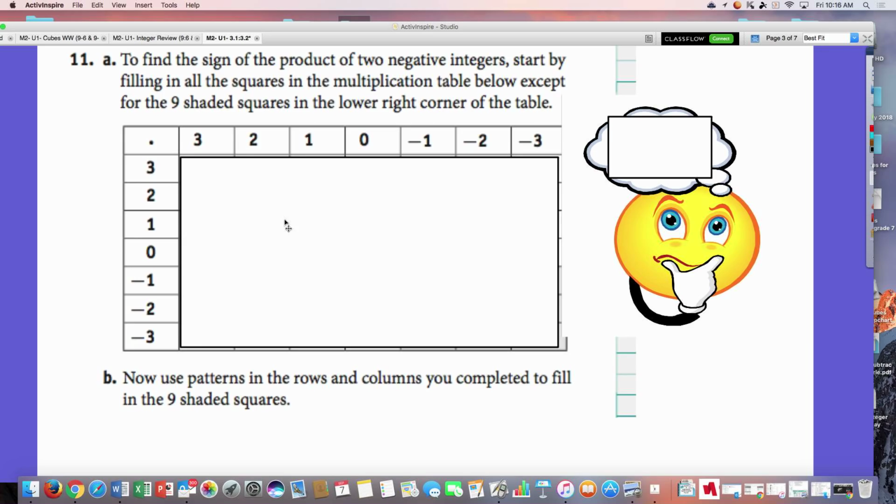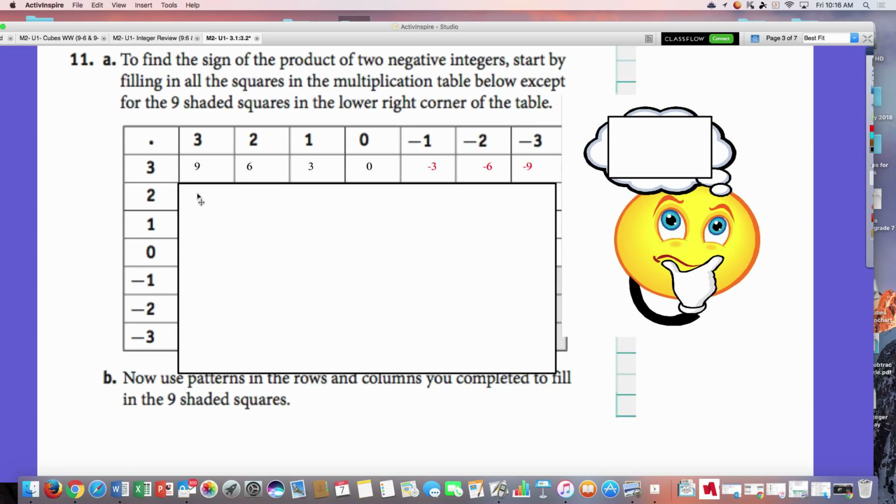3 times 3 is 9. 3 times 2 is 6. 3 times 1 is 3. 3 times 0 is 0. Then 3 times negative 1, negative 3. 3 times negative 2, negative 6. 3 times negative 3, negative 9.